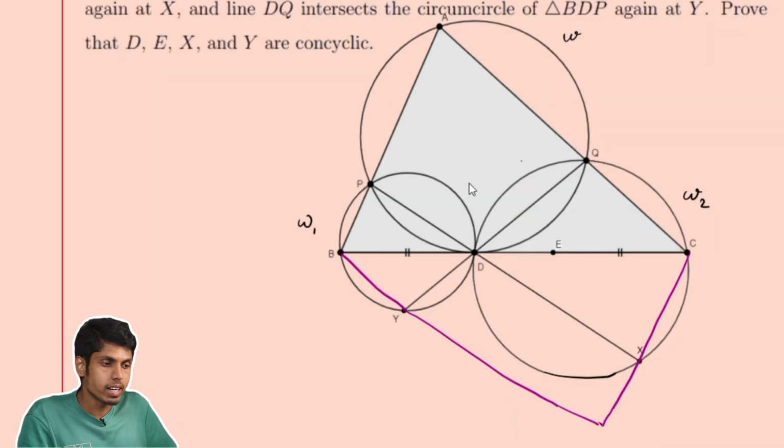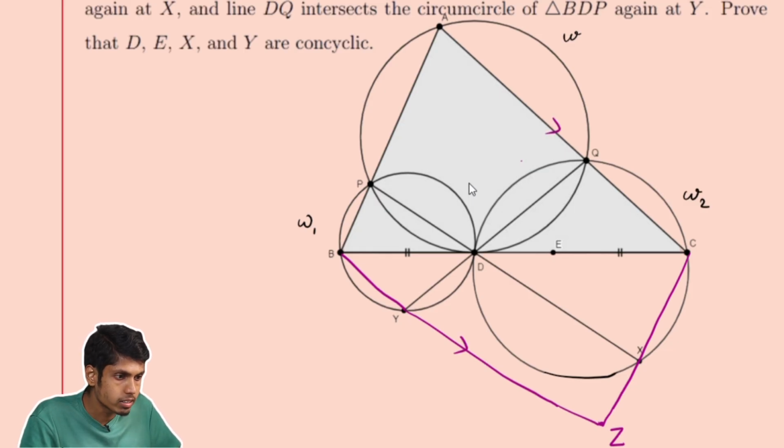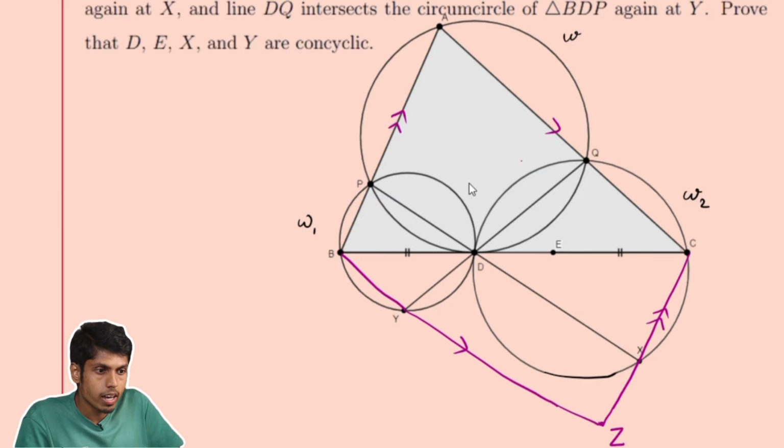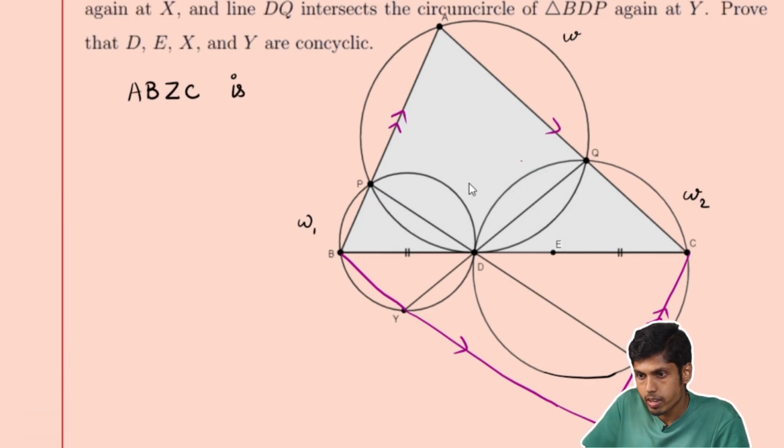Let's say BY intersects CX at Z. As we know, BY is parallel to AC and CX is parallel to AB. We get that ABZC is a parallelogram. Opposite sides are parallel.